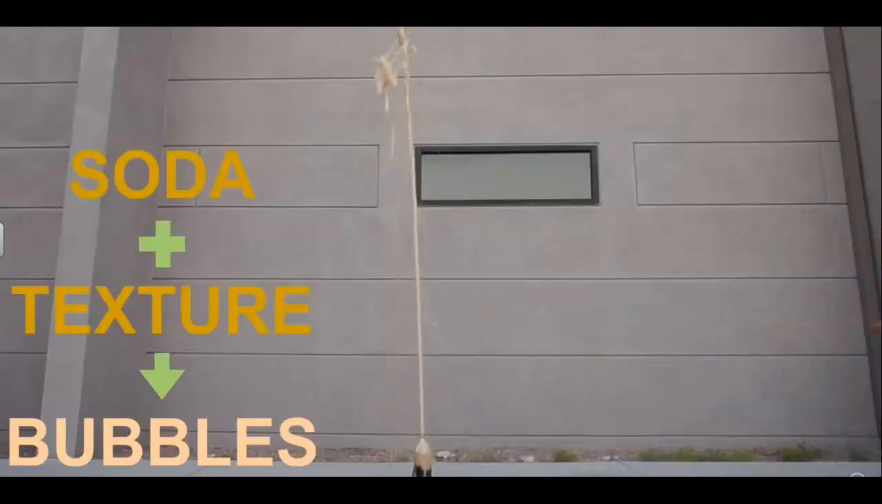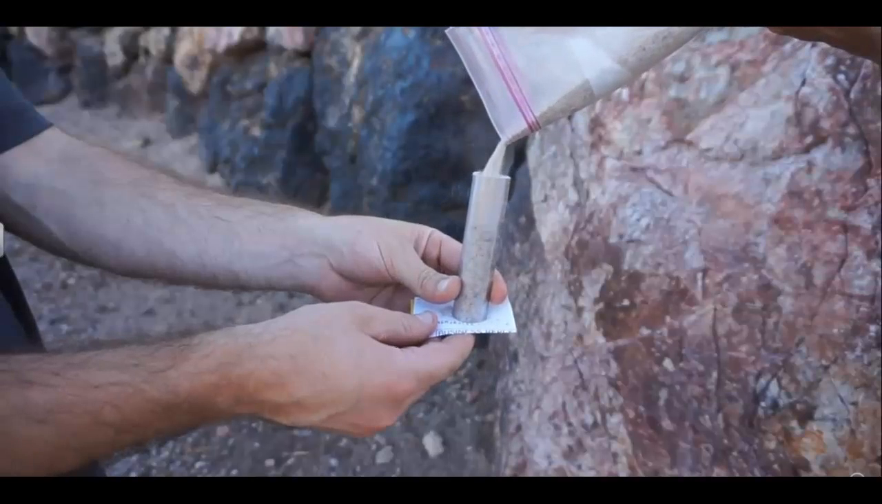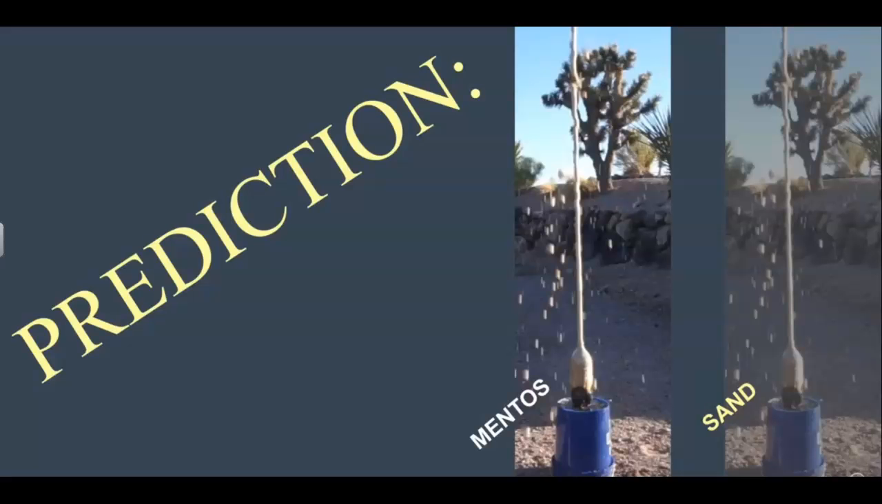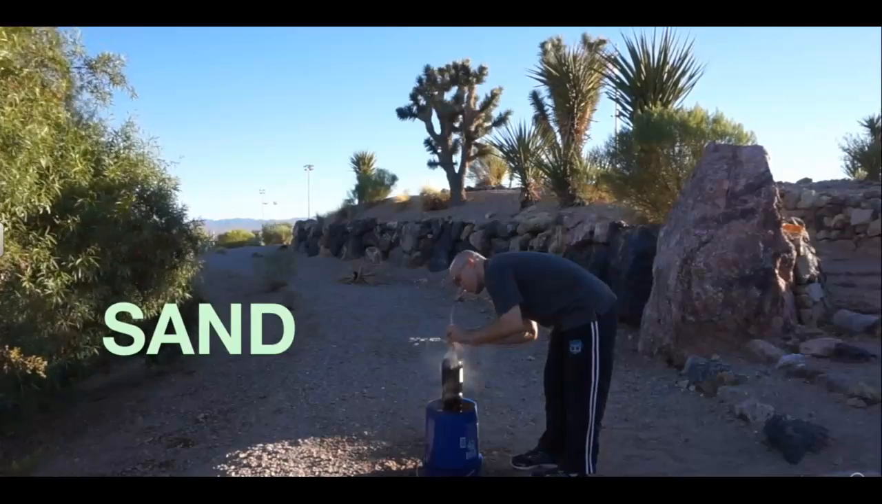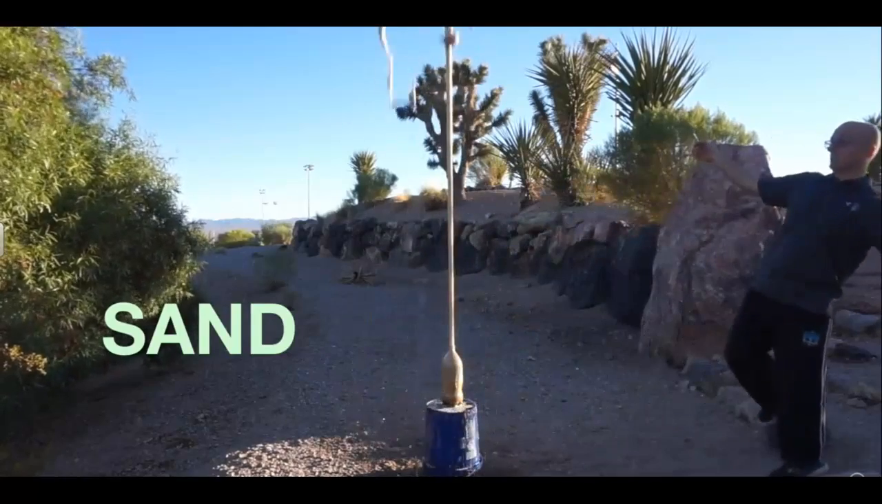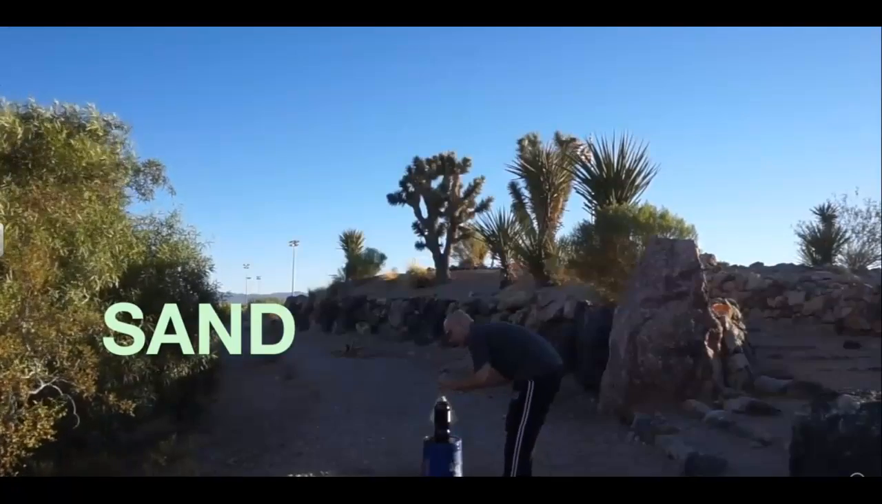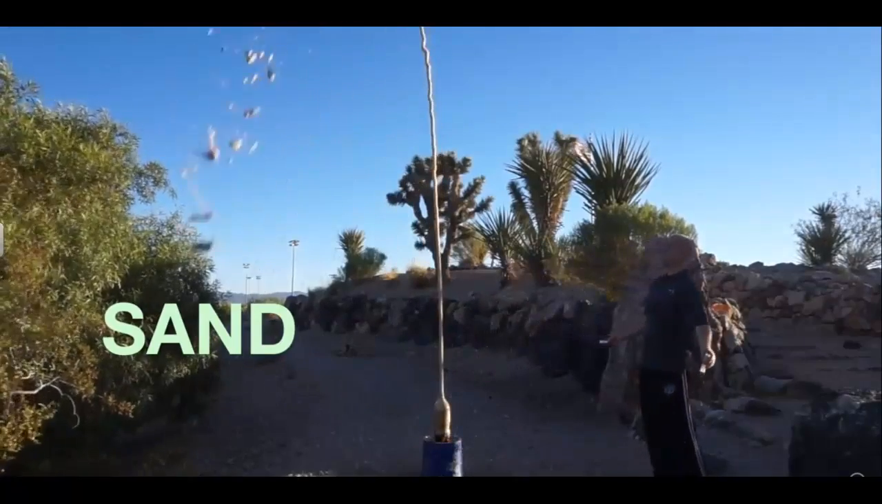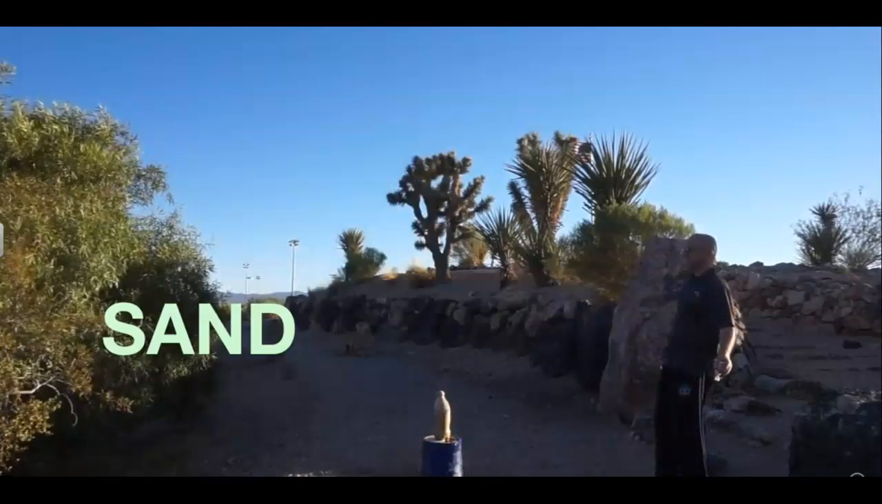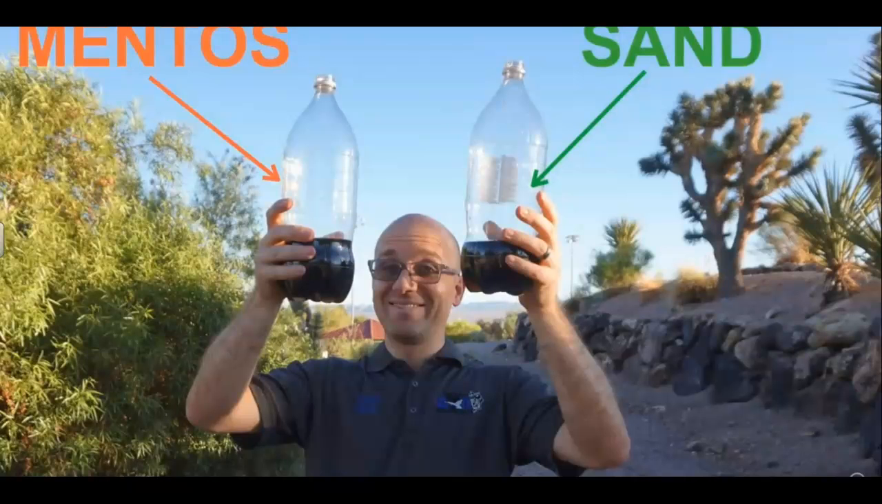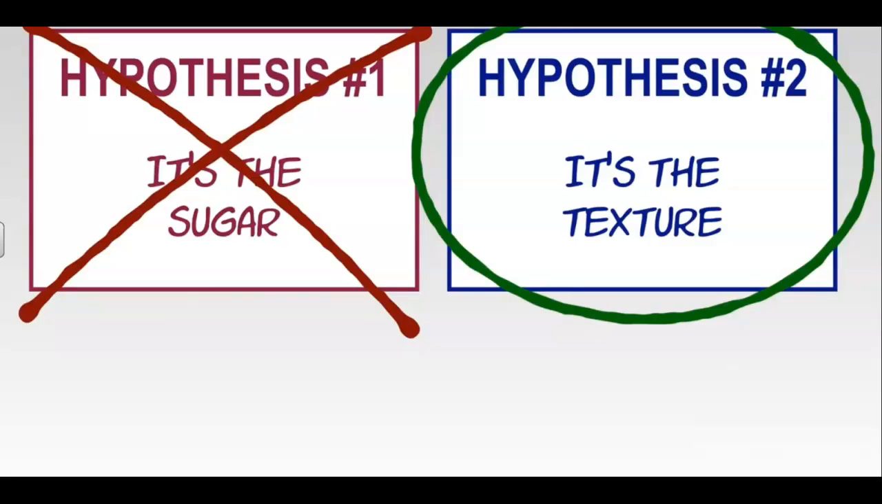Now let's test the second explanation, the idea that the reaction is caused by the rough texture of the Mentos. If a rough texture is all that is needed to produce bubbles, then sand should also produce a reaction. And it does. In fact, when we did this experiment, sand produced a higher fountain and got more of the soda out of the bottle than the Mentos. The results support our hypothesis. This explanation is the correct one.